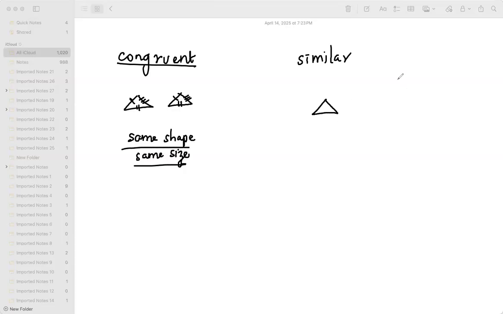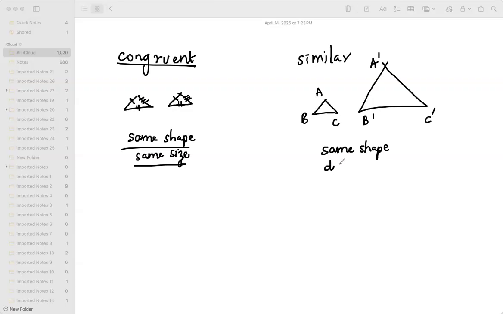Similar means, with A, B, C and A dash, B dash, C dash, what is the difference? Same shape, different size. Here, you know what happens? I can say A, B is congruent, see the symbol, to A dash, B dash.